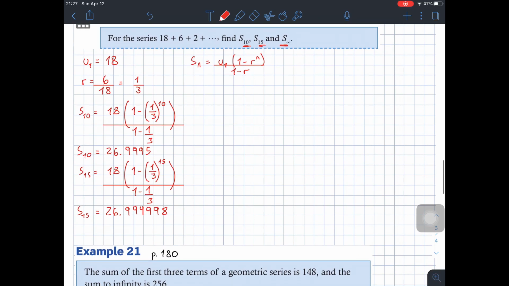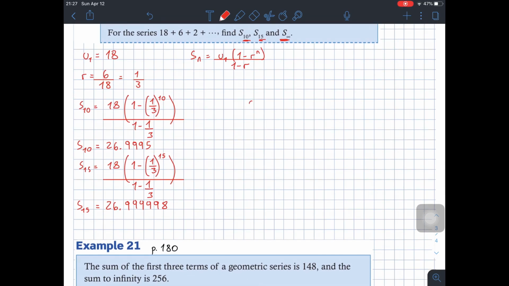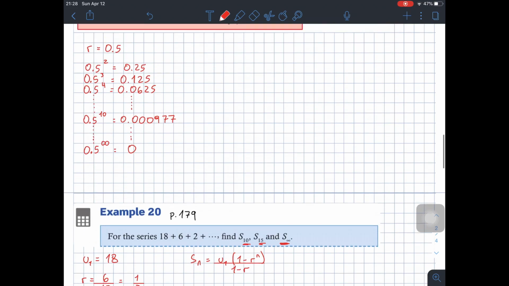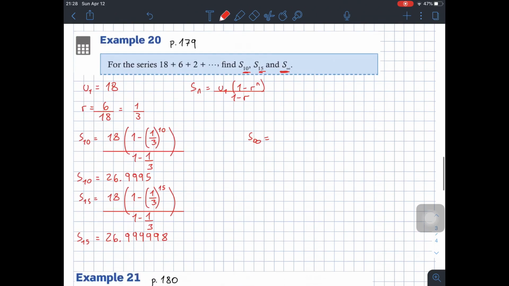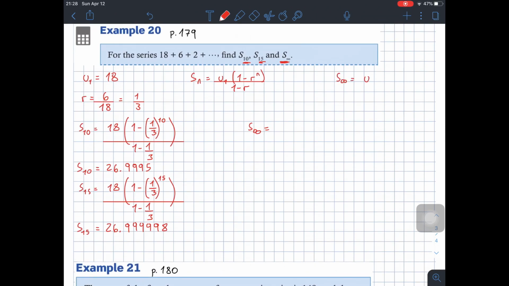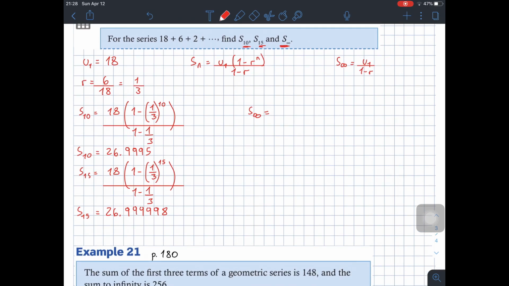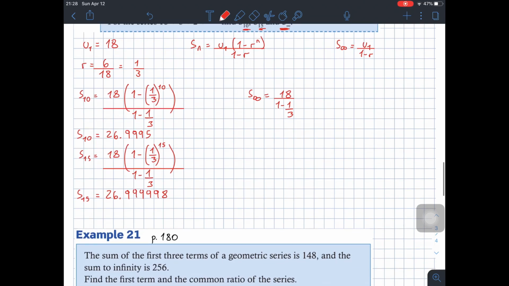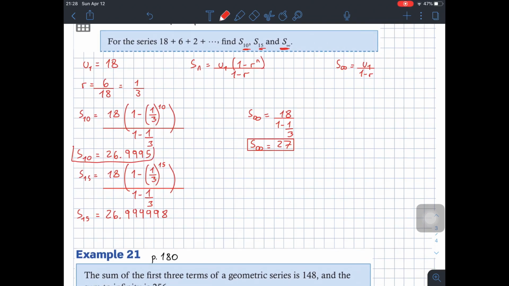And finally, we want to calculate S of infinity, which, remember the formula, which is the new one we see today, is this one. So I'm going to write it here. S of infinity is u1 divided by 1 minus r. So if we apply that formula, this would be 18 over 1 minus 1/3. And this should give us exactly 27. If you do this using your calculator, you will get 18 divided by 1 minus 1/3, and this is exactly 27. So if we add infinite terms of this sequence, we're going to get as a result 27. Okay, so these are the results for this example.